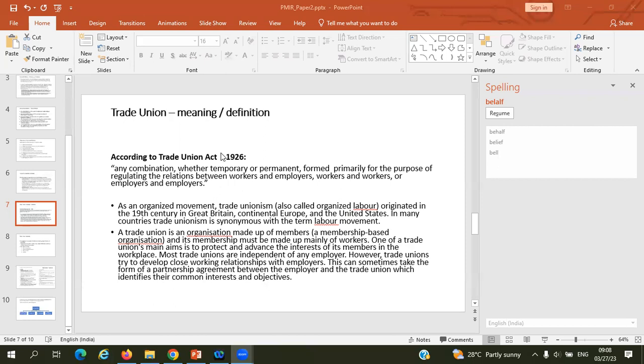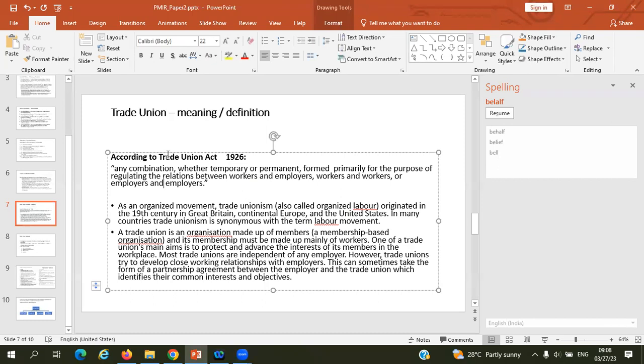Trade Union Act 1926. This you remember. 1926 is the Trade Union Act. According to the Act, what is the definition? This paragraph is the definition given in the Trade Union Act 1926.